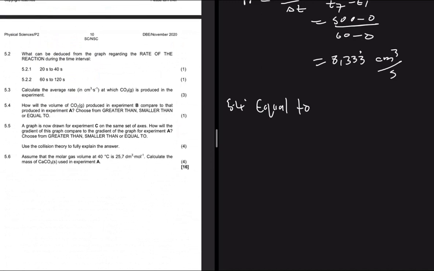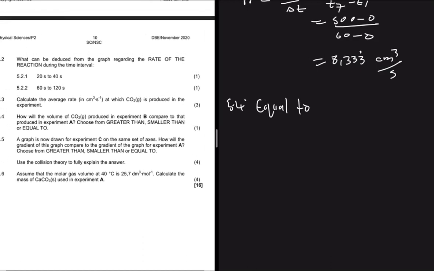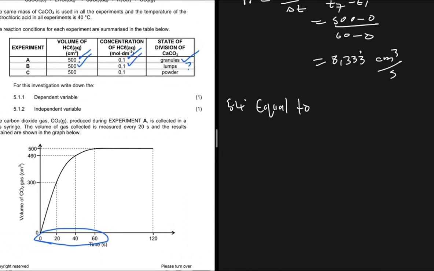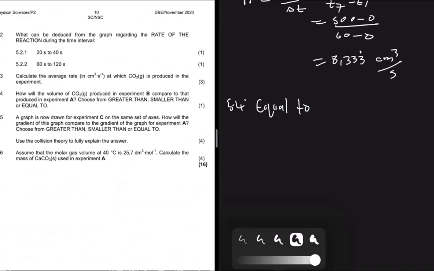5.5 says, a graph is now drawn for experiment C on the same set of axes. How will the gradient of this graph compare to the gradient of the graph for experiment A? So this is experiment A, right? And this is the graph, and they used granules. Experiment C is powder. So we expect experiment C to shoot up also, right? Let me use a thinner line to also shoot up, but then the reaction ends quicker compared to experiment A, where they're using granules. So our question is asking us about the gradient.